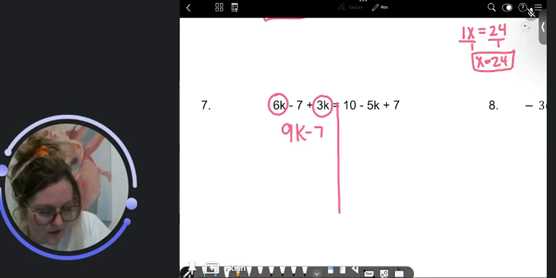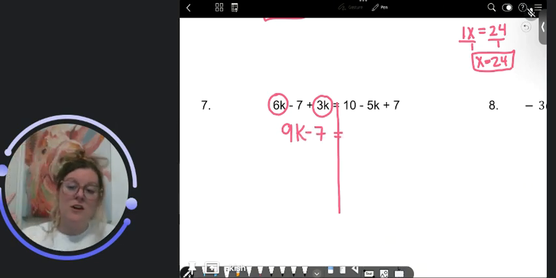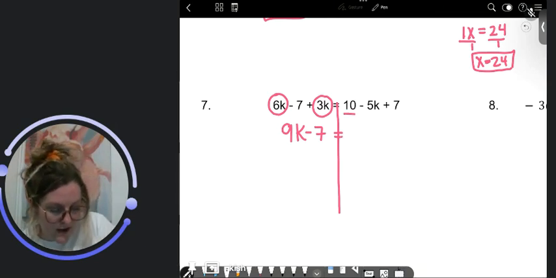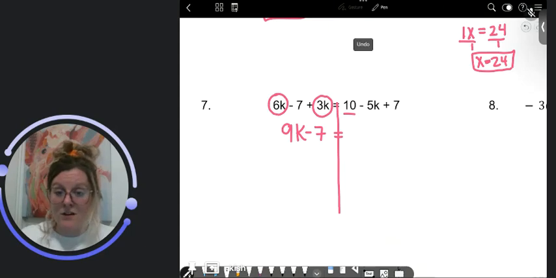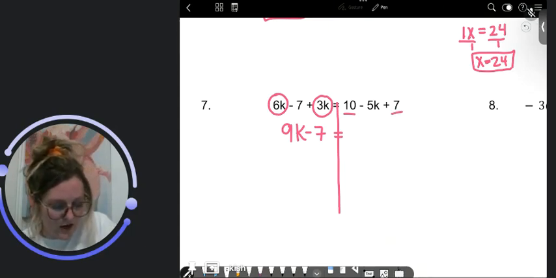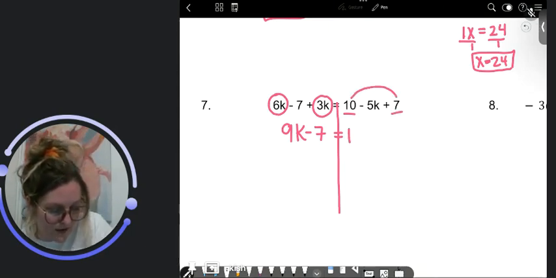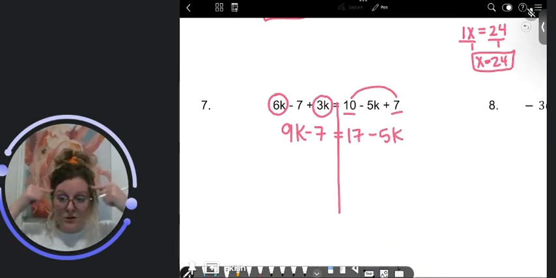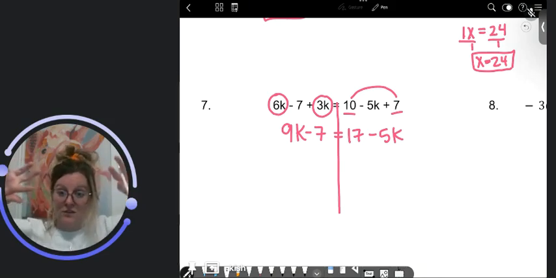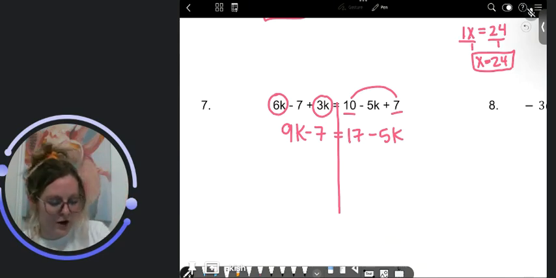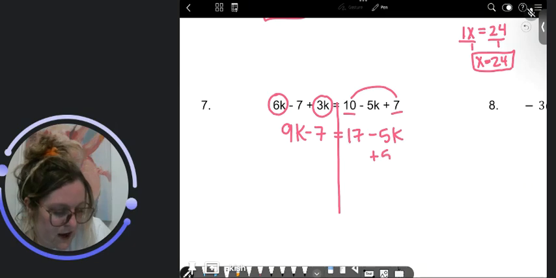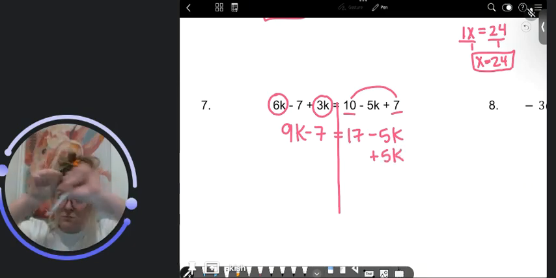I'm gonna copy down the minus 7, and then I'm looking at the right side. 10 and 7 are both regular numbers. I can go ahead and combine them because they're like terms. So 10 plus 7 is 17, and I'm copying down the 5k. When the numbers are on the same sides, do exactly what the signs say. Okay, now I can go ahead and move my k's over. This says minus 5k on the right, so I'm going to do the opposite and add them. Remember, I don't want to split the 5 and the k.